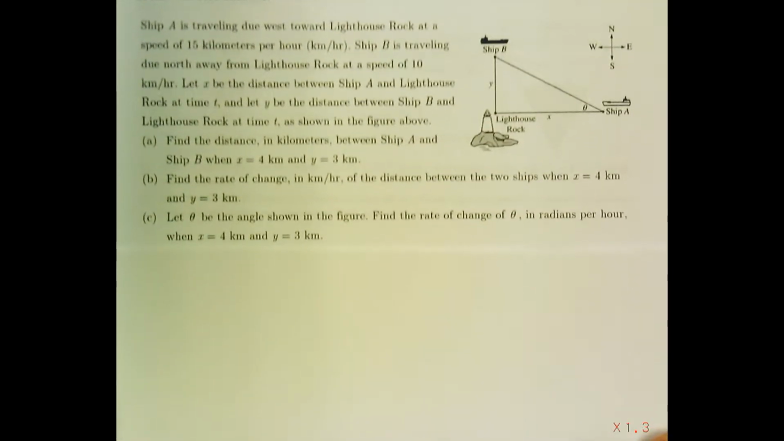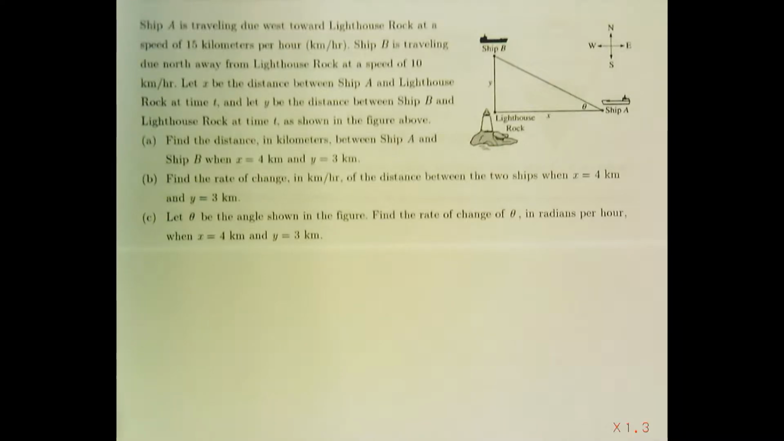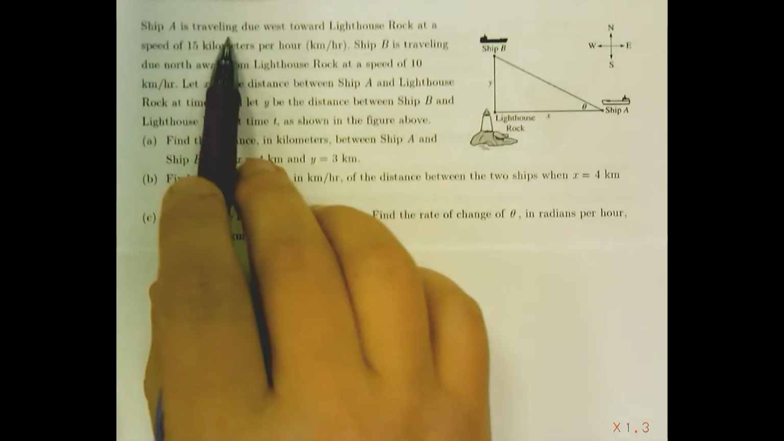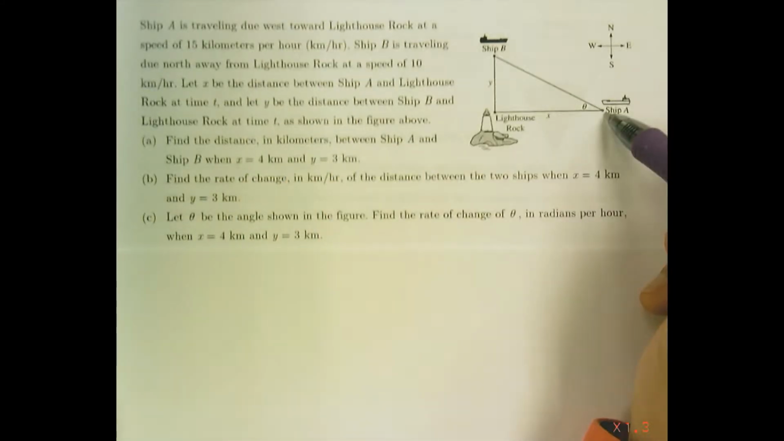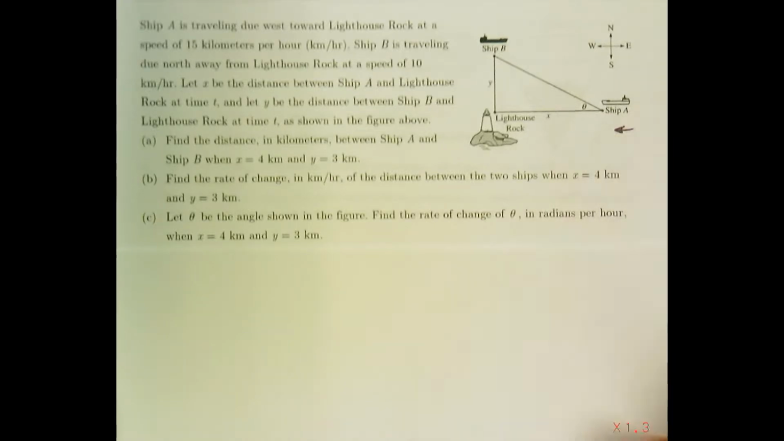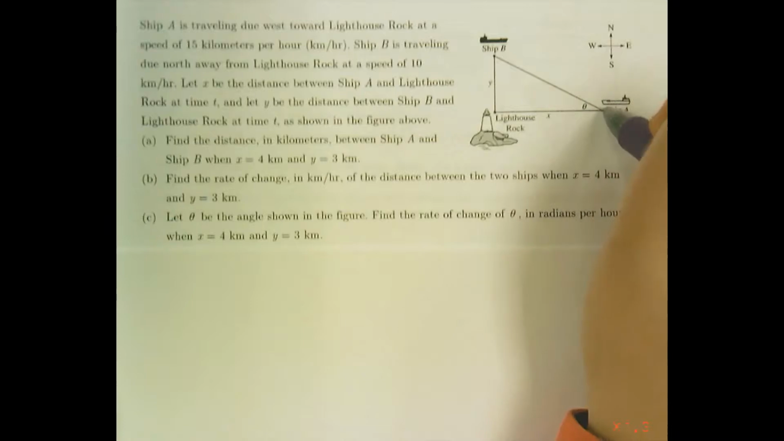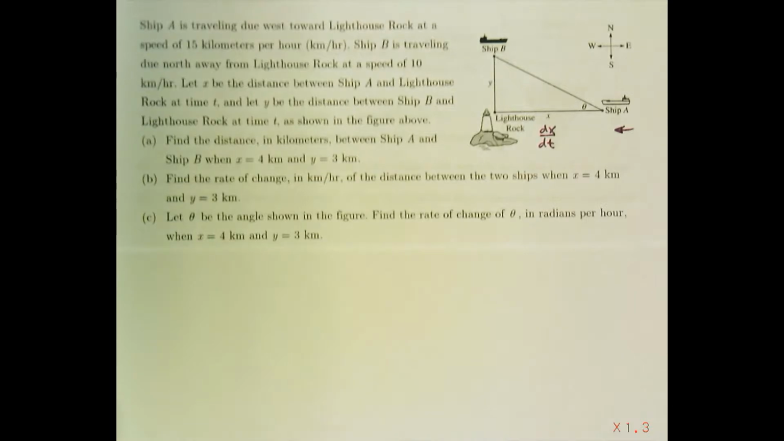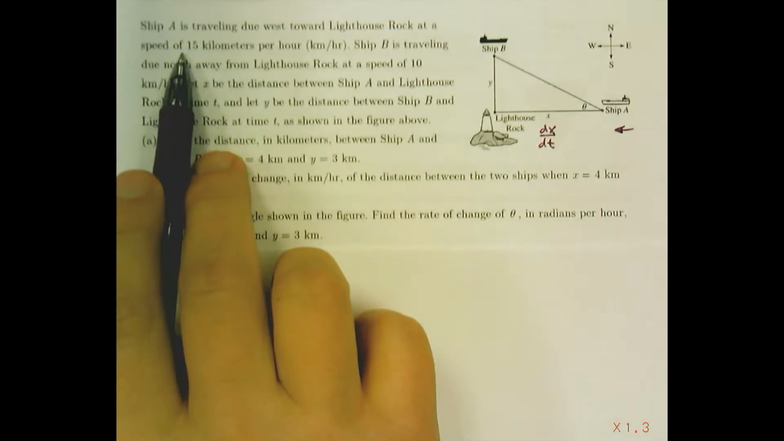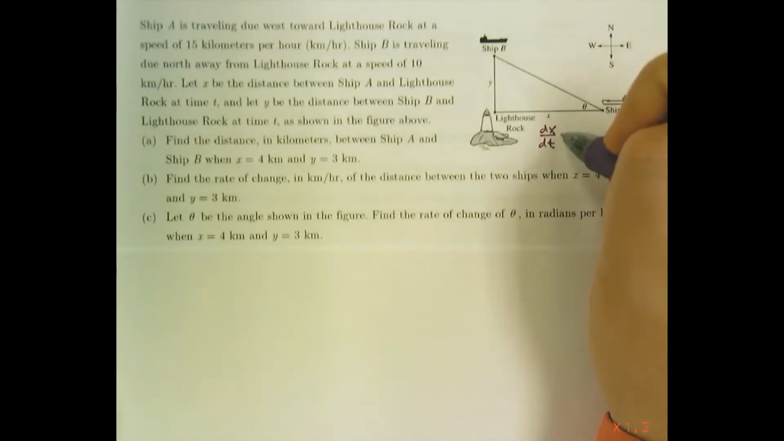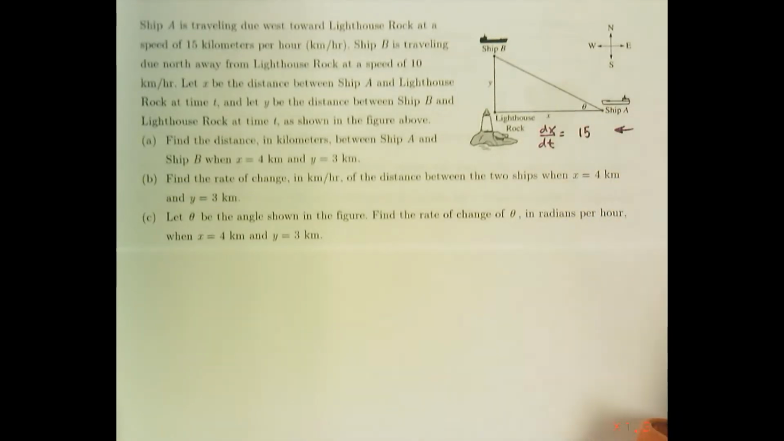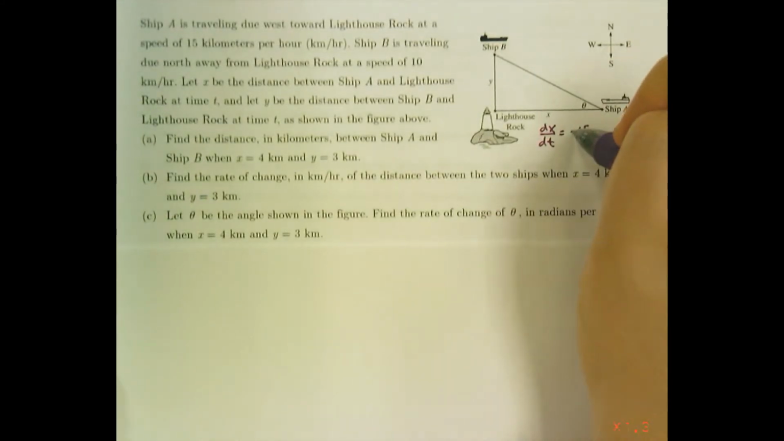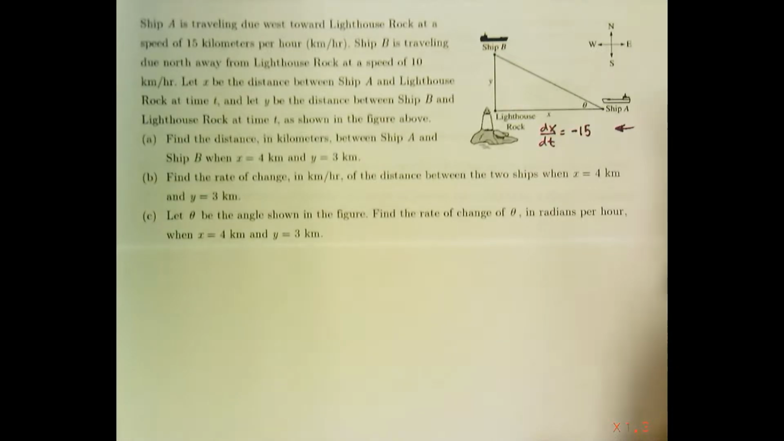This one is a related rates problem, which means we're going to do our find when given statements. Ship A is traveling due west towards Lighthouse Rock. So in the diagram here we have ship A and it's traveling west, which would be that direction. So that means this distance here is an x, and then because it's changing we have a dx dt. At a speed of 15 kilometers per hour. So dx dt is 15. And because that value x is shrinking, dx dt is a negative value. The rate of change of x is decreasing.